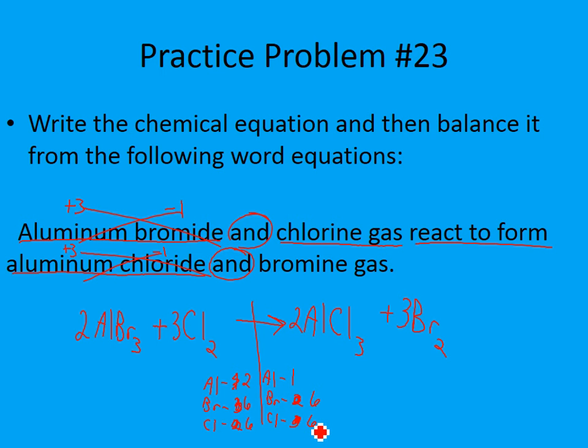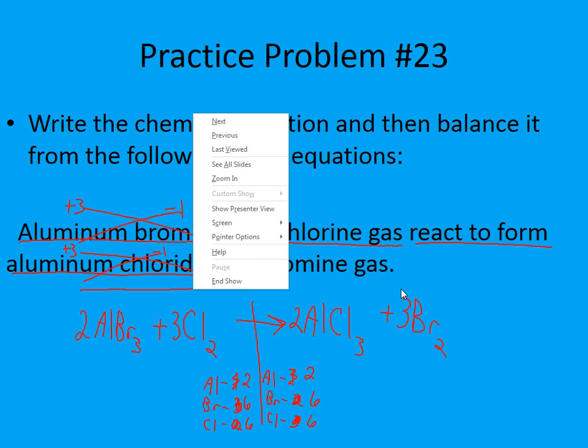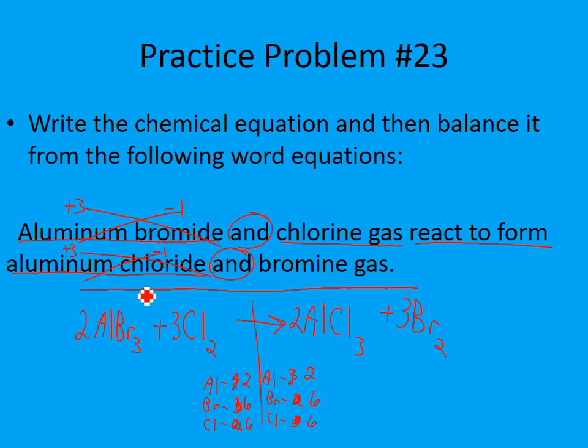Now let's update what we just changed. How many aluminums do we have now? 2. So did that fix it? Yes. So 2, 6, 6. Yeah, everything's balanced. Can I reduce it? 2, 3, 2, 3? Nope. Good job. That's a tough problem right there. That's a long one. So if you can do a problem like that, you're doing really well. Good job. Okay, I got a couple more.